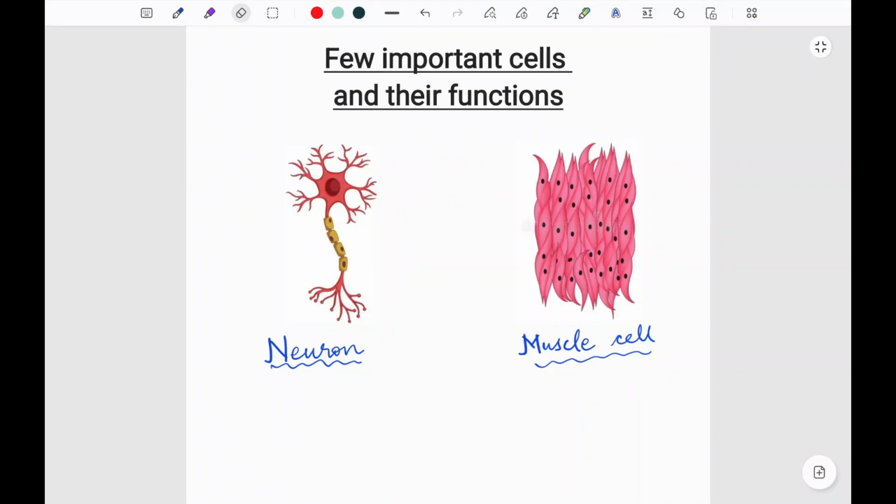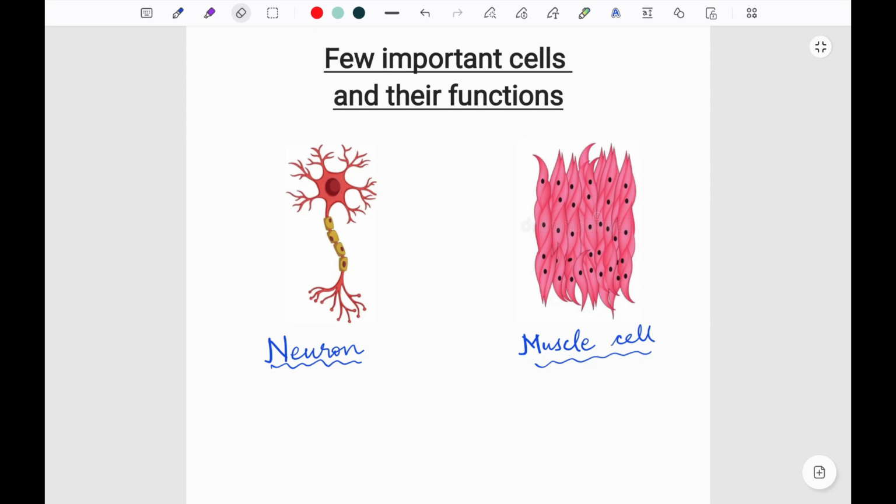It is not only with our body, it is with the body of all the multicellular organisms. Think of any plant, there also you will find different types of cells. They are of different shapes and size depending on the function they are doing. Let us quickly discuss few important cells and their functions that are mentioned in your book.